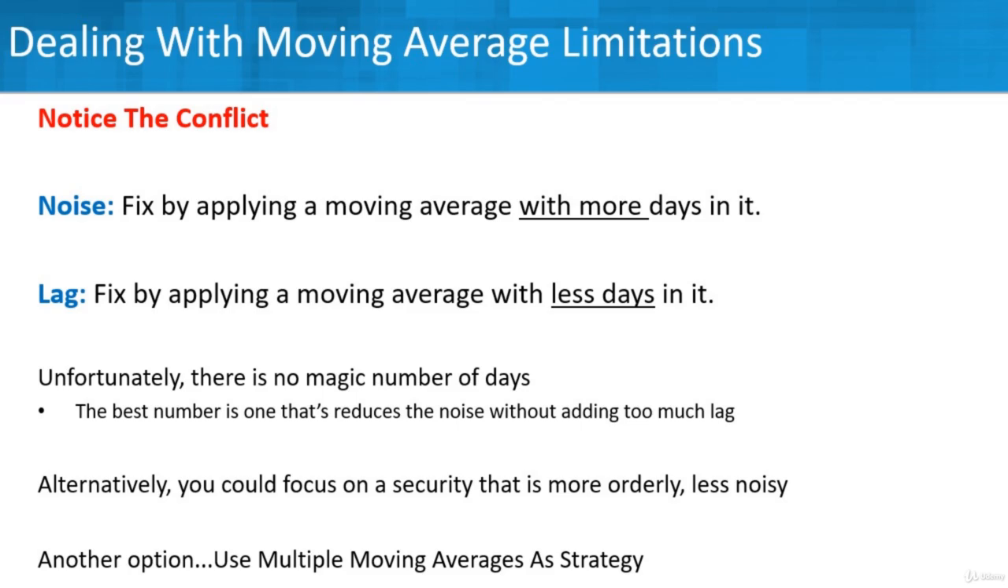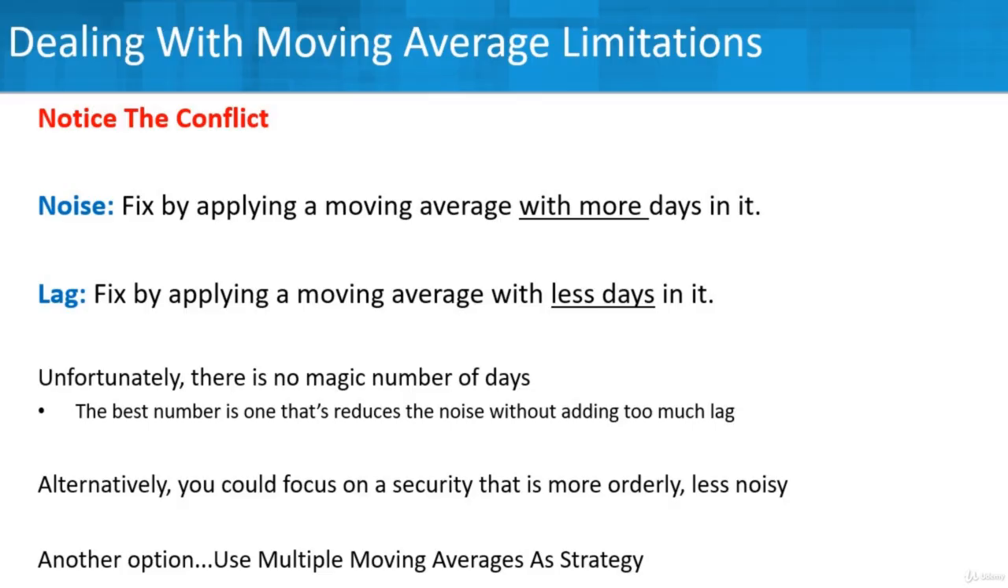Alternatively, what you could do is just focus on a security that's more orderly, or in effect less noisy, with fewer outliers. So if you have less noise, you can work on that lag part a little bit more and use a moving average with fewer days because the security is moving in a more orderly fashion. So that's another way you could do it.